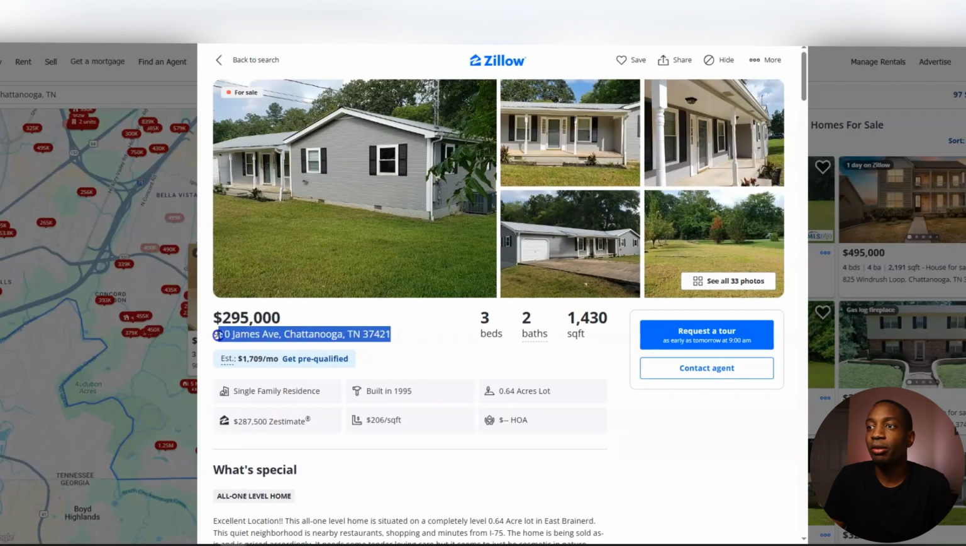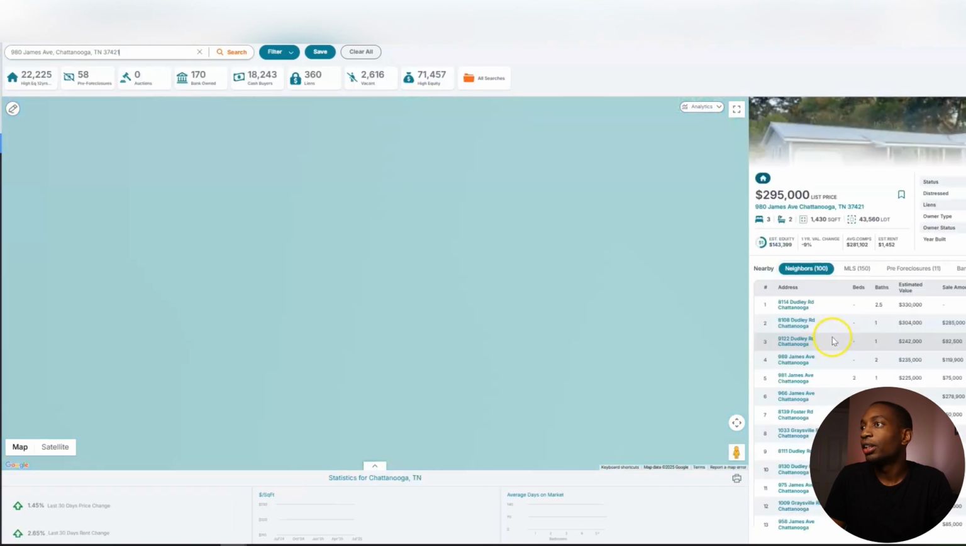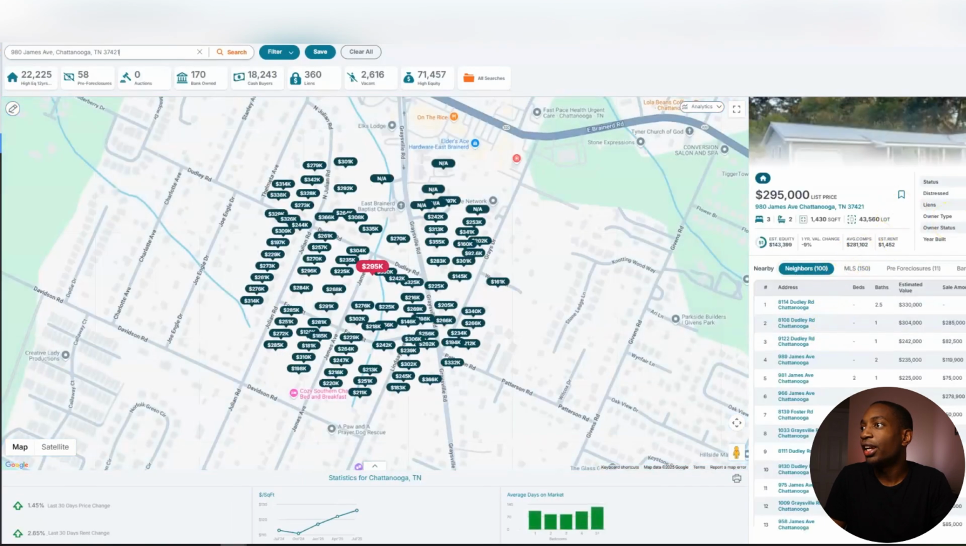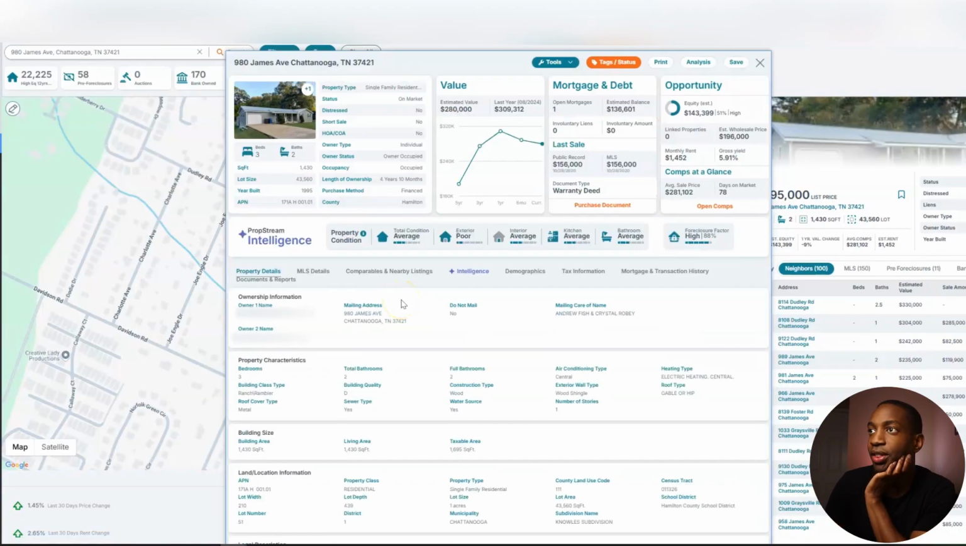Let's comp this property. So all I'm going to do is just copy this and put it into Propstream, just like that. It's going to load. And then here we are, list price, so they know that it's listed. And the thing about this property, they have the estimated value already at 280. And this is something that you can look at. What does Propstream automatically have it estimated as? And then they have the estimated wholesale price.